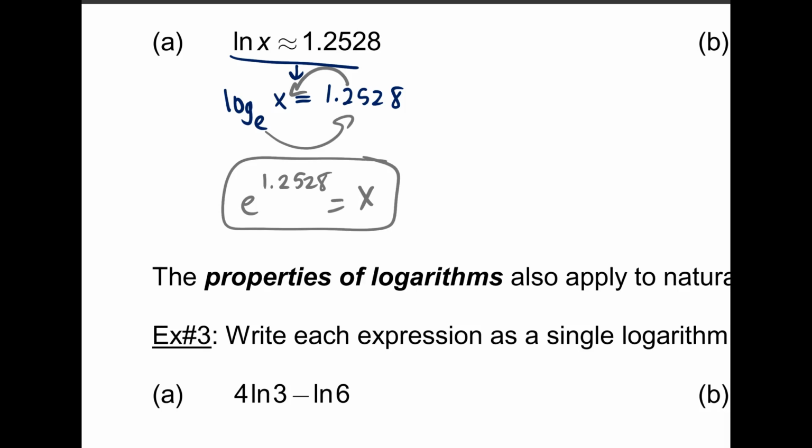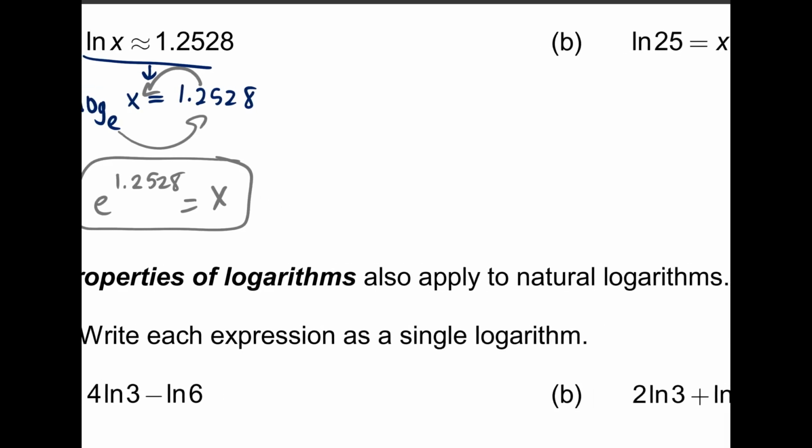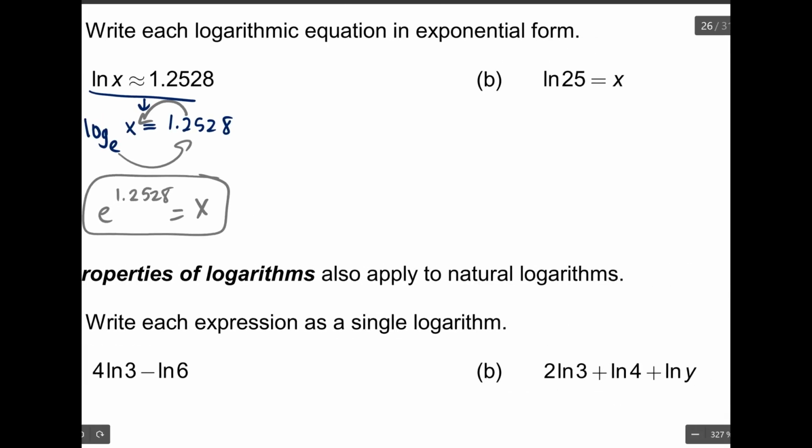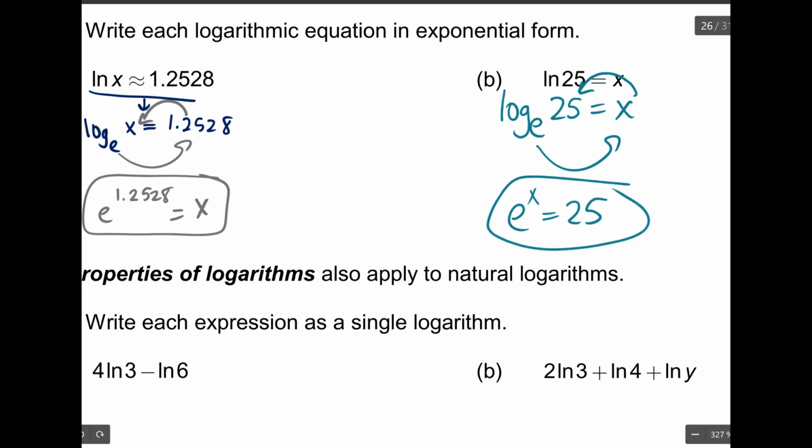Okay, so let's try the next one. I'm just going to rewrite this in terms of, let's see, log base E of 25 equals x. Tamar, you want to try? E to the 25 equals x. Close. E to the x equals 25. You start at the base, go past the equal sign to the exponent, and then you come back to the result.